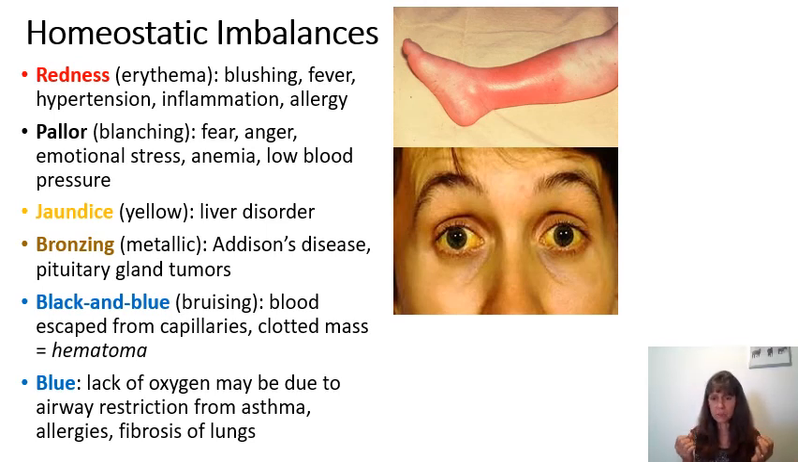Sometimes people get a bluish color of their skin, which is often seen more commonly in the lips and fingertips. And if there's not enough oxygen due to restriction of airways from asthma or allergies or lung fibrosis, that bluish appearance is referred to as cyanosis.